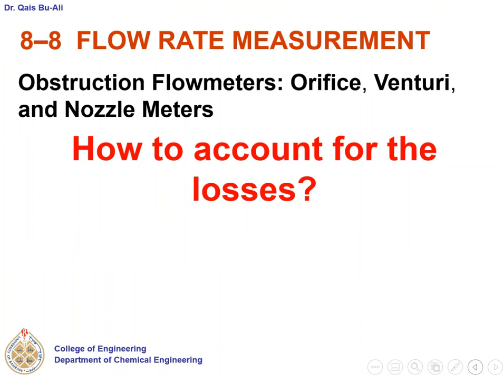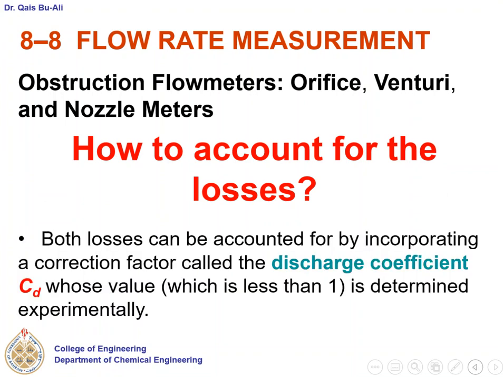So how to account for the losses? How do I include losses in the equation that I got for V2? Both losses, or all the losses, can be accounted for by incorporating a correction factor called the discharge coefficient.